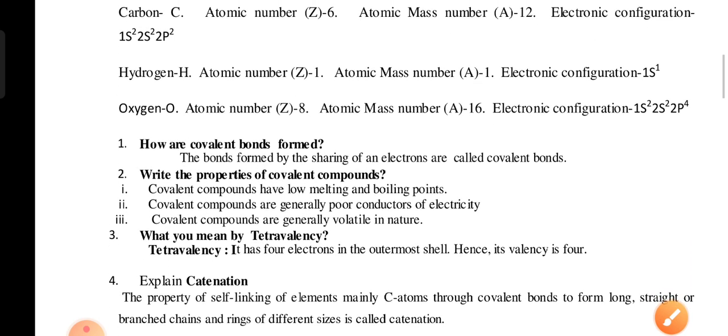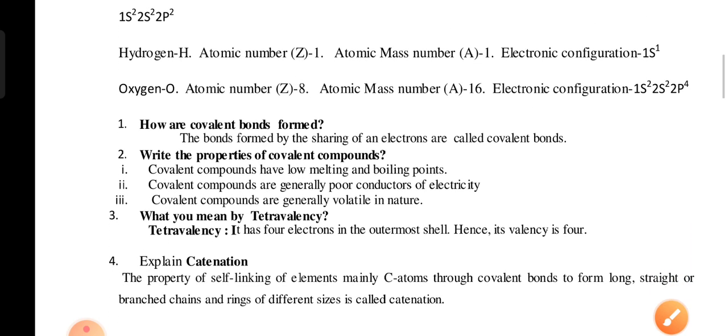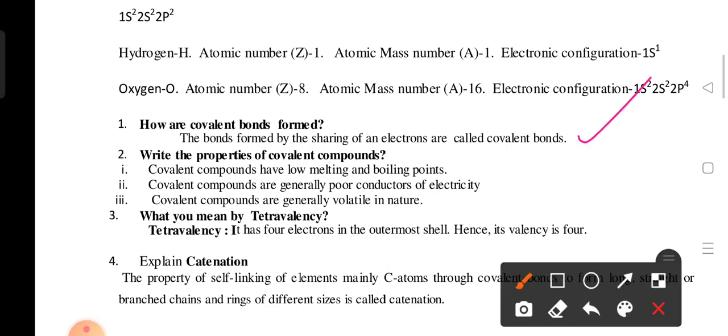Then some important questions we are going to discuss. How are covalent bonds formed? The bonds formed by sharing of electrons are called covalent bonds. The bonds formed by transferring or exchanging of electrons are called ionic bonds. We already discussed the difference between covalent bond and ionic bond.